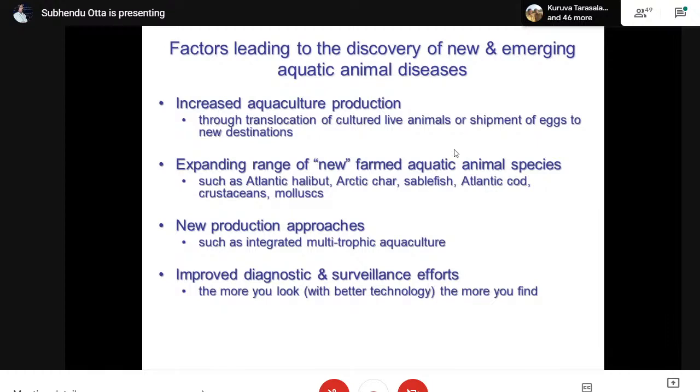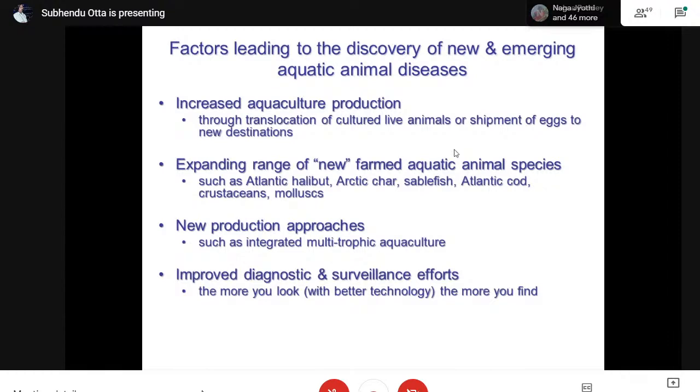Then new production approaches. Suppose the area is limited, population is increasing, we don't have much area to do the culture practice. So we try to see how best we can utilize the same area. For example, multi-trophic aquaculture: the top layer, the middle layer and the bottom layer, everything will have some species put in depending on their niche. So there will definitely be pressure on the system, and that may result in the outbreak of disease.